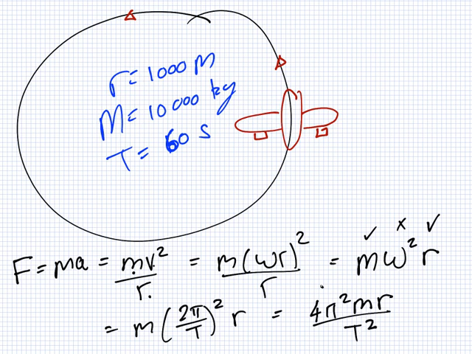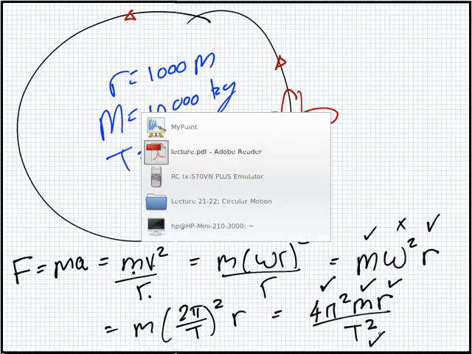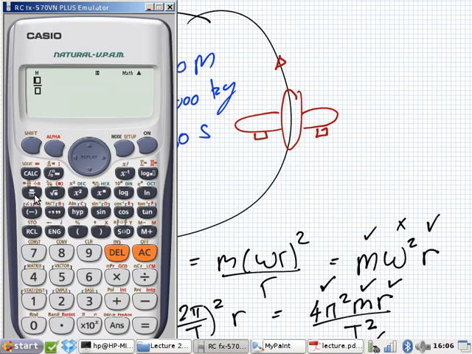Do we know the pi? Yeah. And the m? Yeah. And the r? Yeah. And the T. So we know everything now. Let's put it into the calculator. 4 times pi squared times 10,000 times 1,000 over 60 squared.